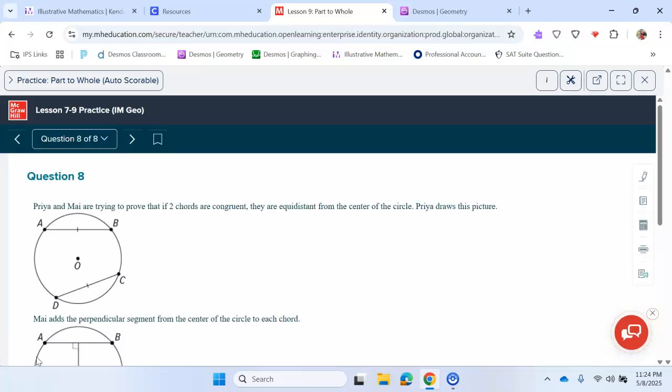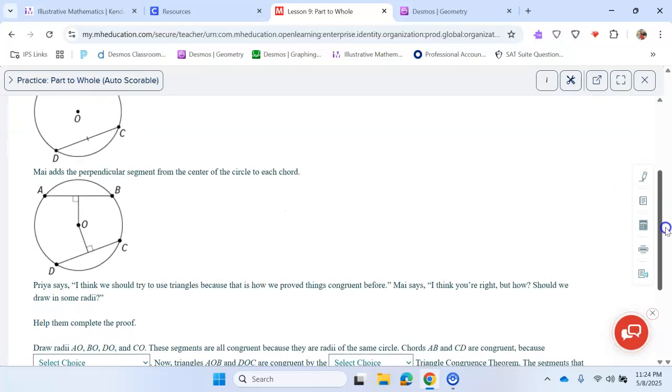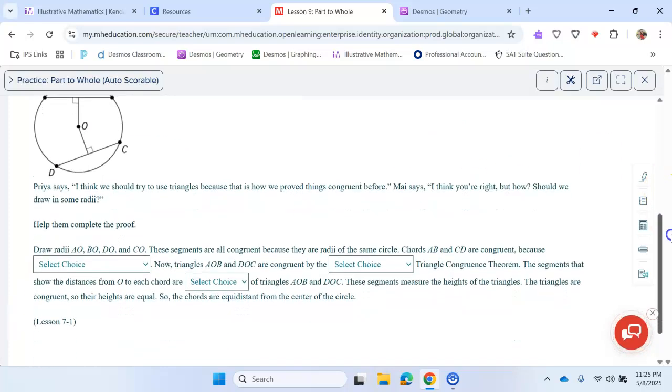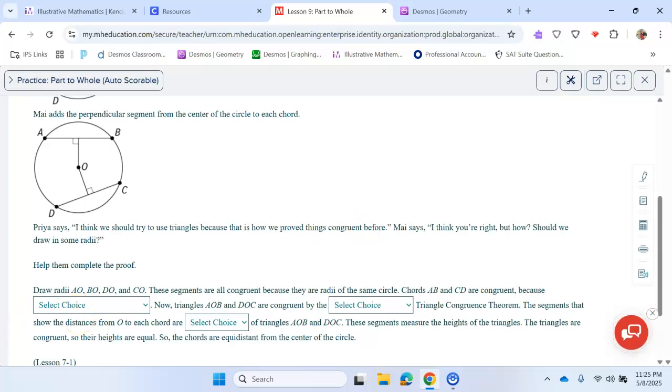Question 8. Priya and May are trying to prove that if two chords are congruent, they are equidistant from the center of the circle. Priya draws this picture. May adds the perpendicular segment from the center of the circle to each chord. Priya says, I think we should try to use triangles because that is how we proved things congruent before. May says, I think you're right, but how? Should we draw in some radii? Help them complete the proof.